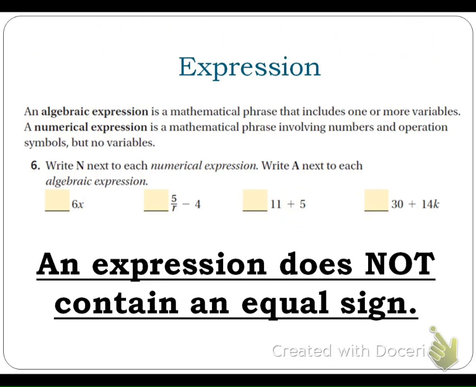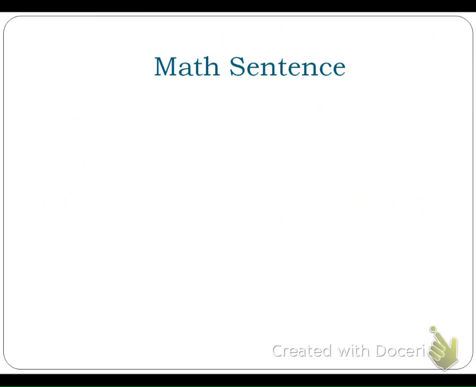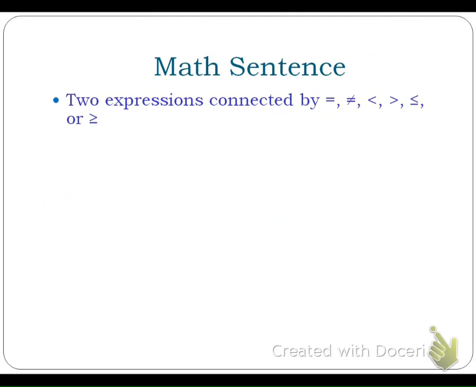So algebraic and numeric expressions, the big thing to know what makes an expression is the fact of what it doesn't have. An expression does not contain an equal sign. But you can take expressions and put them together to create math sentences. A math sentence is made by joining expressions by connecting them with an equal sign, a not equal sign, a less than, greater than, less than or equal to, or greater than or equal to symbol. So here are some examples. We have an expression connected to another expression with an equal sign. 5 times 2 is equal to 10. That's a math sentence. On either side of that math sentence, you have an expression. Now it's just a little short expression containing just one term.